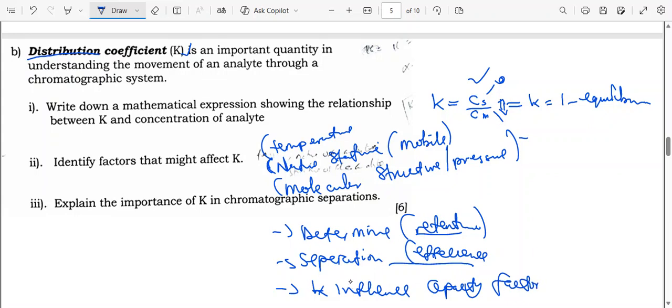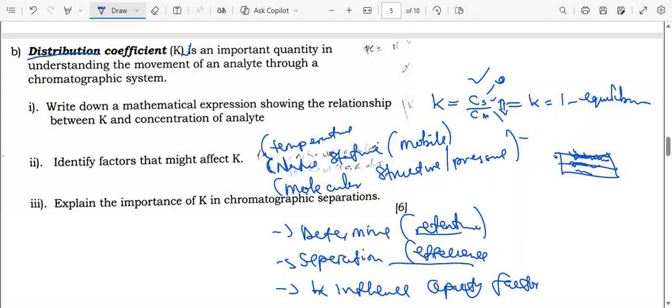All right, that is it. So let's say a compound prefers the stationary phase. They are moving within this column, so there's an equilibrium between the stationary phase and the mobile phase. If a compound prefers the stationary phase, it will stick to it, meaning that K will be very high. When K is high, the retention time also increases.